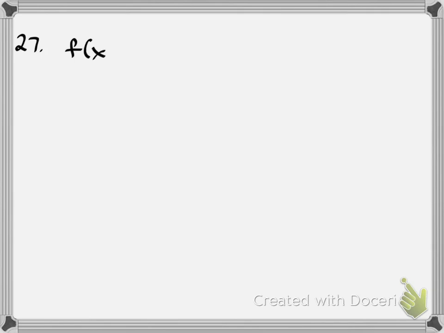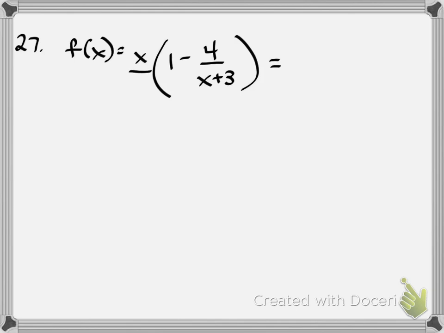f of x equals x, parenthesis, 1 minus 4 over x plus 3. I believe I'm going to distribute that x first. So it's x over 1, and we'll distribute it. So that would give us negative 4x over x plus 3. I don't know if that made it any nicer or not.